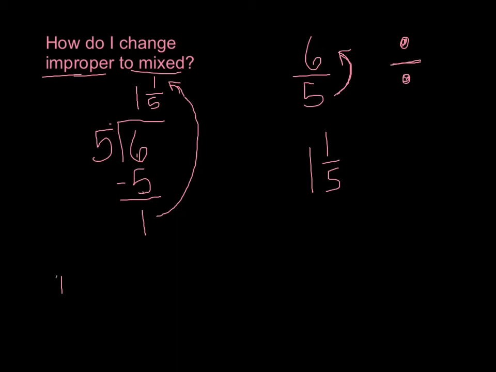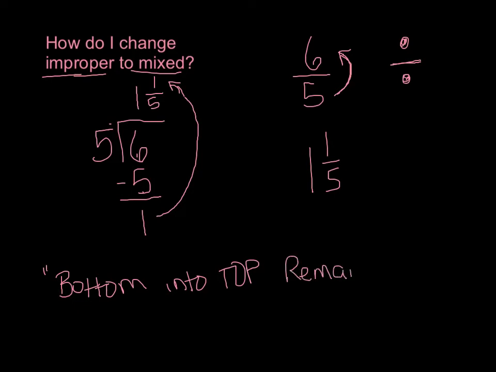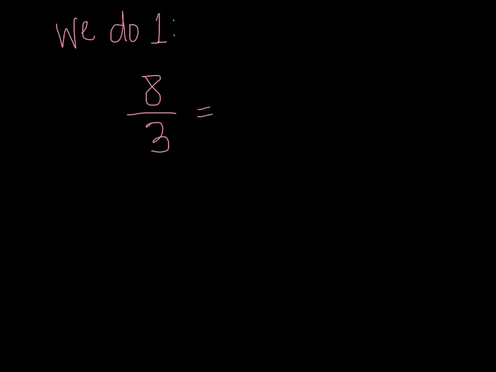I want you to go ahead and write down: bottom into top, remainder is the numerator. Write that down, make sure that's in your notes, and then we'll go ahead and do some we-dos.